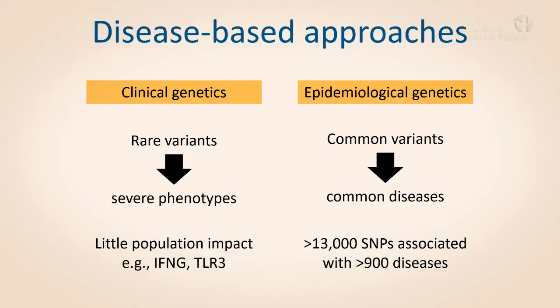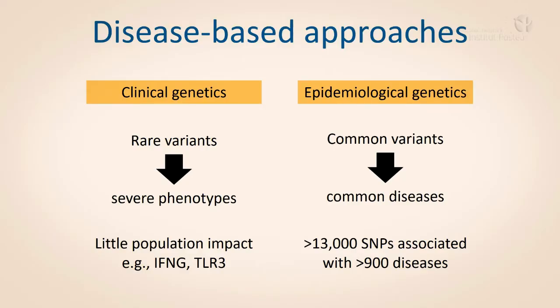To do so, there are different methods to understand genotype and phenotype correlations. There are classical clinical genetic studies whose main aim is to identify variants that are rare, sometimes family clustered, and once they are identified, these variants are usually associated with very severe phenotypes. Typical examples are mutations in interferon gamma or toll-like receptor 3 that are associated with several life-threatening diseases such as Mendelian susceptibility to mycobacterial infections or herpes simplex encephalitis.